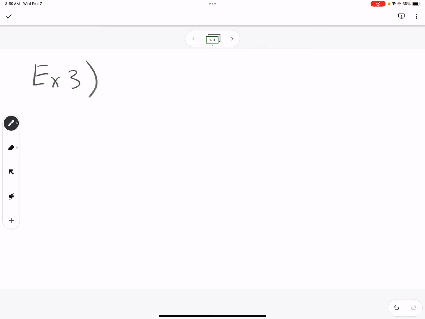Example 3 is you want to be able to figure out if a graph is linear or if a graph is nonlinear by just a table.